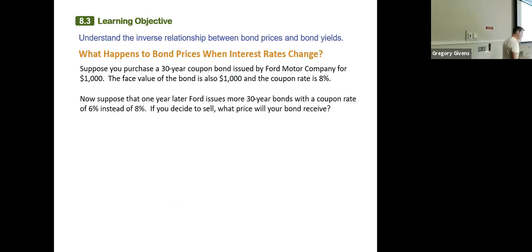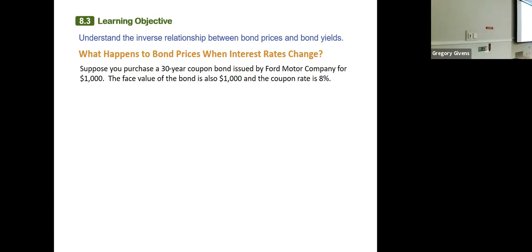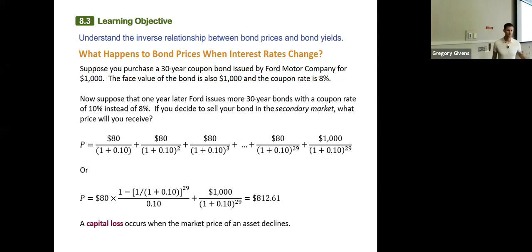Let's do the reverse question here. What if instead Ford, yeah, Chandler? Yeah. Well, you can figure that out, right? So instead of putting 0.1 here, put 0.08 here and add all that stuff up and see what you get.